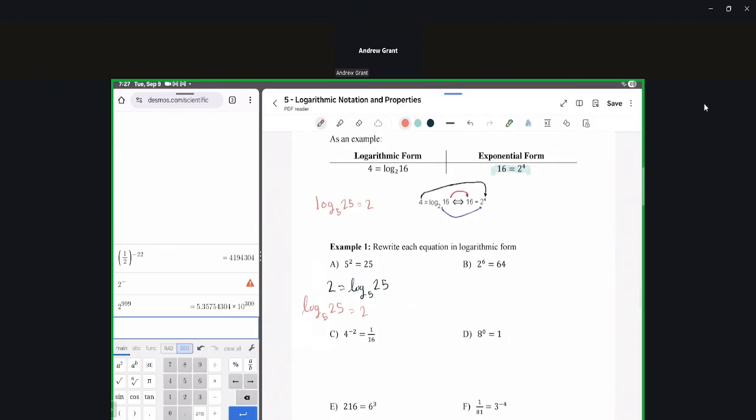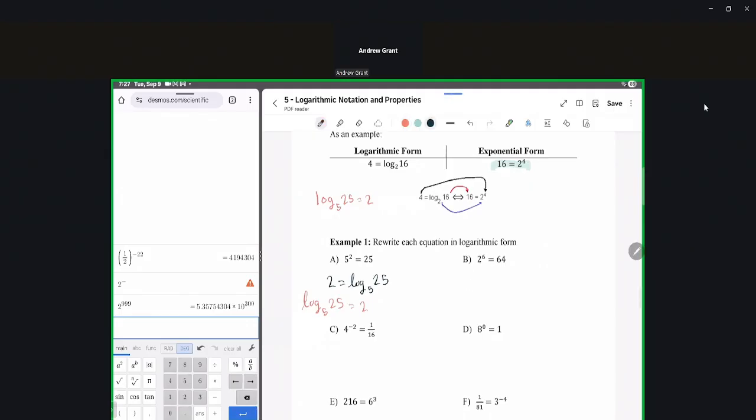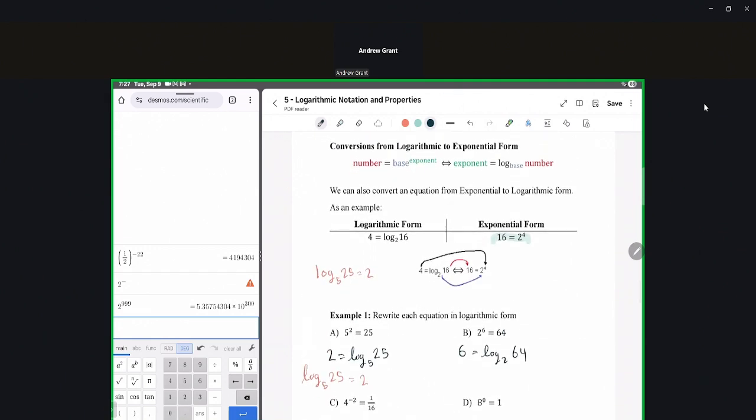Okay. What about 2 to the power of 6 equals 64? Well, this will become, and again, the exponent will be 6 equals log base 2 of 64. Okay. We're going to highlight where these things go.